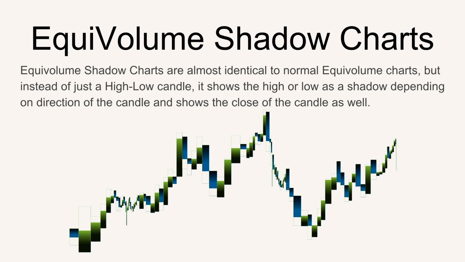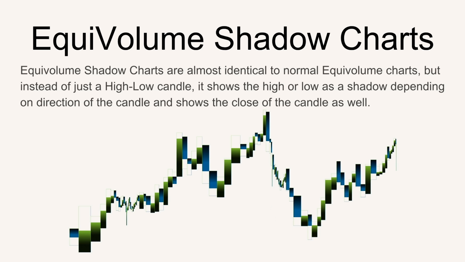Shadow charts, instead of showing you just the highs and lows, will show you the open, close, and then the high or low depending on if it was a bullish or a bearish candle. So this candle right here, we have our open price of this candle here. We shot up to a high of where this shadow is, and then it closed on the top of the bar.